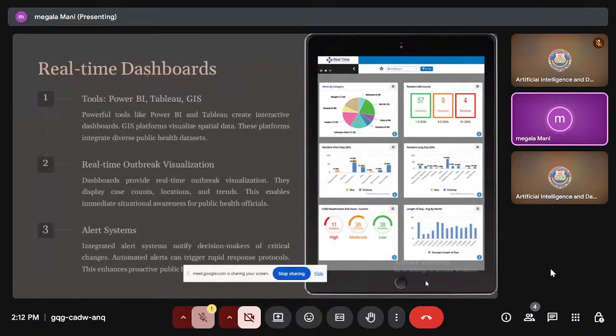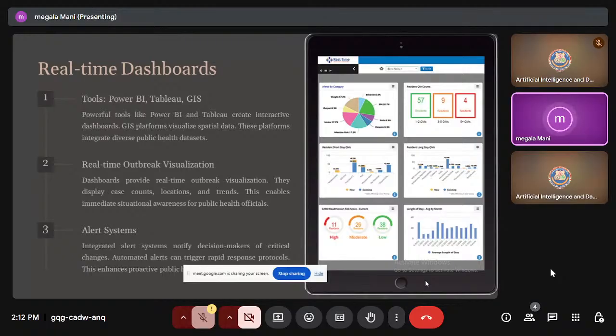Now the real-time dashboards. Here you can use tools like Power BI, Tableau, and GIS to display your outcome in a geographical way. Power BI and Tableau create interactive dashboards, and the image itself can easily show how many people are affected and how many have recovered. It is visualized spatial data, and these platforms integrate diverse public health data sets.